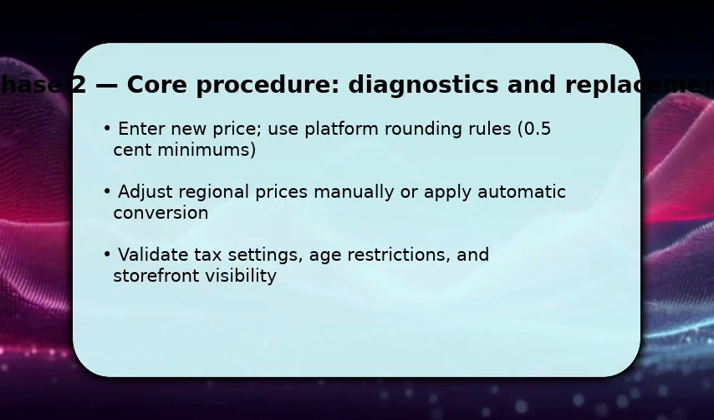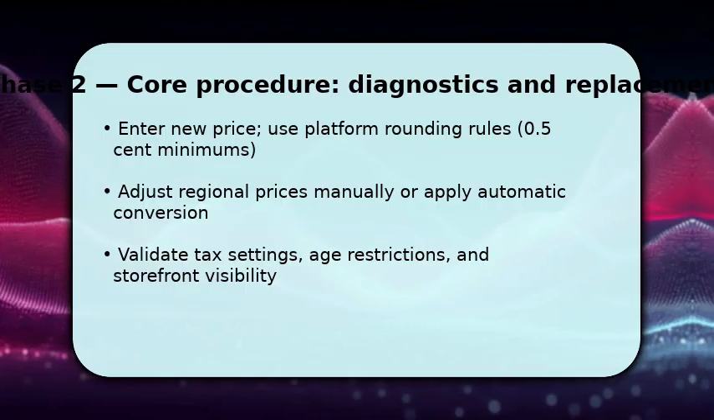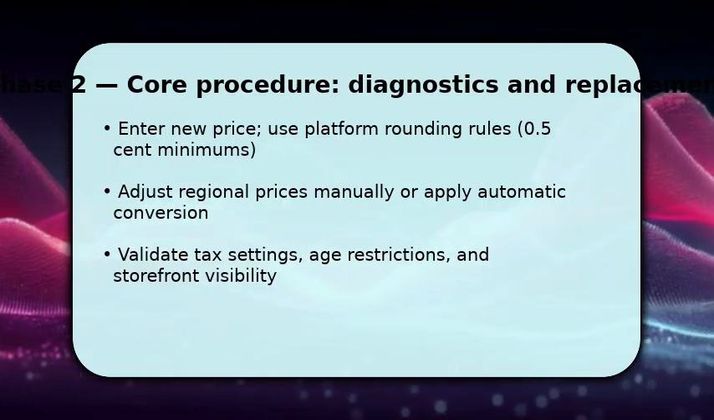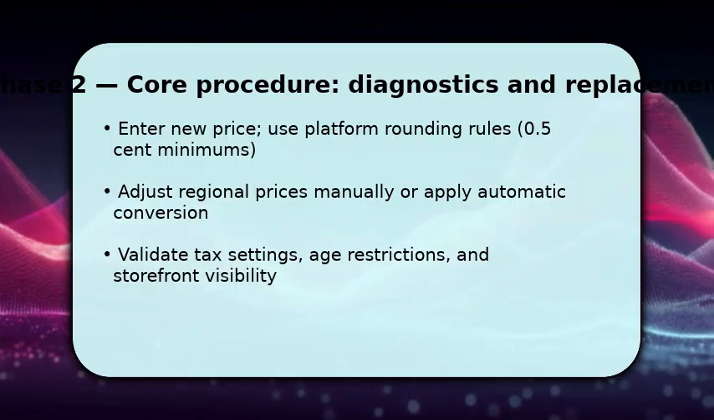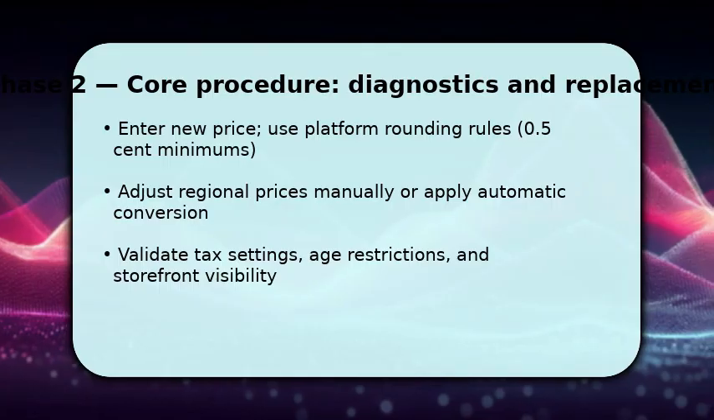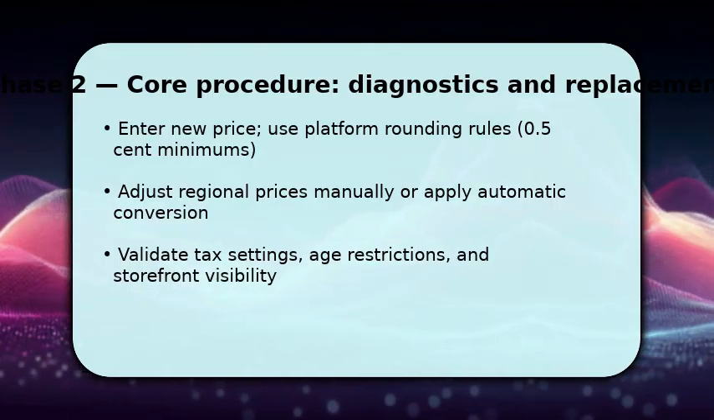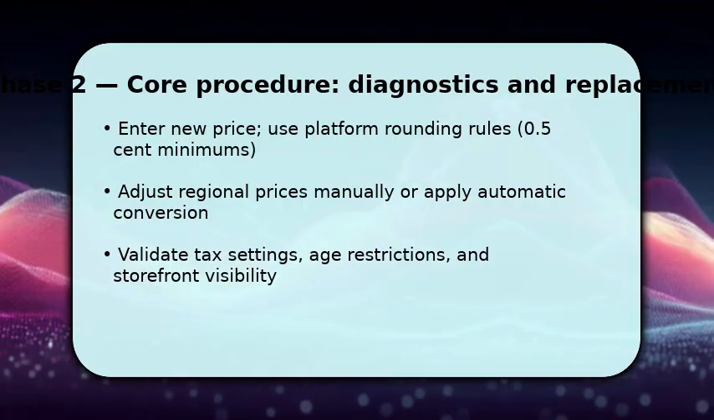If you support multiple regions, decide to adjust each regional price manually or apply the automatic conversion tool. Manual changes let you keep marketing prices consistent. Make sure to validate tax options and age or content restrictions, because those affect final checkout totals.